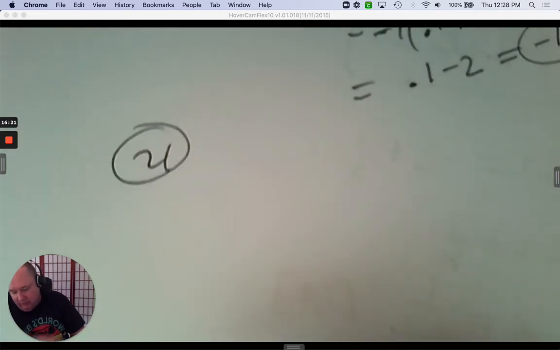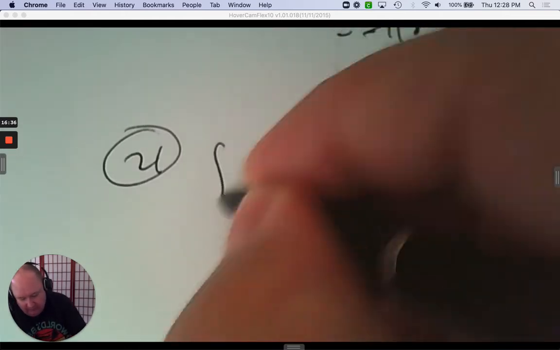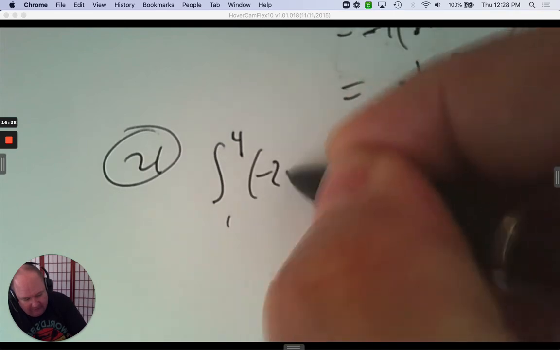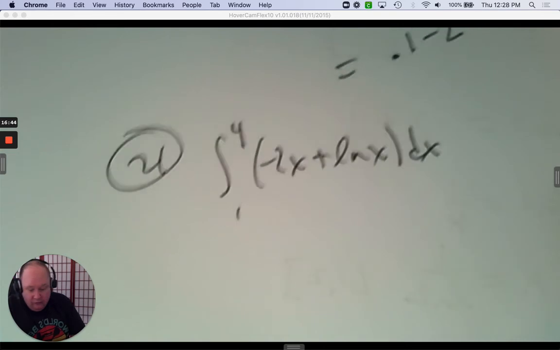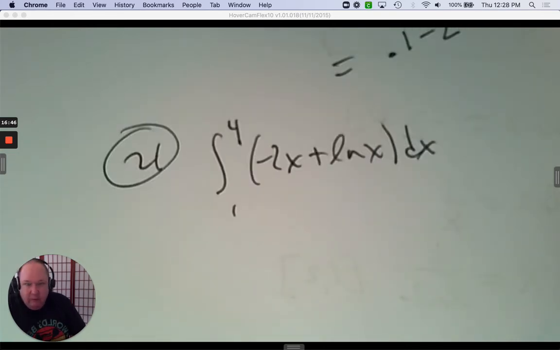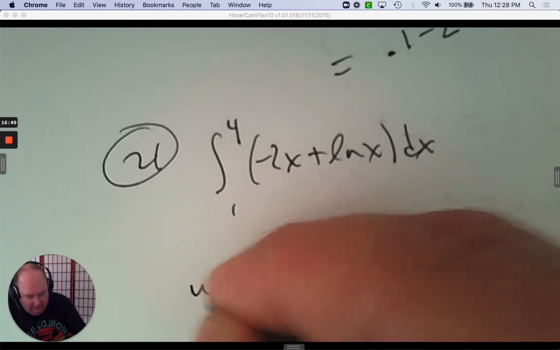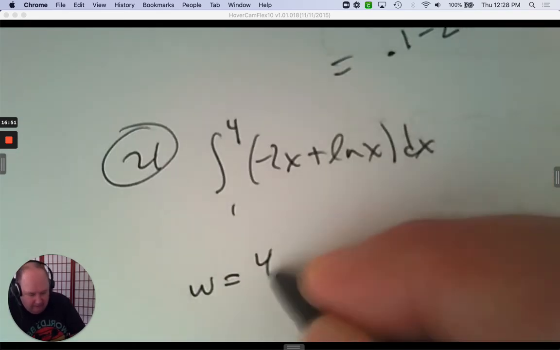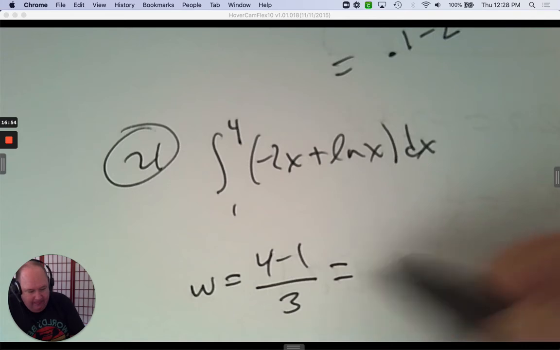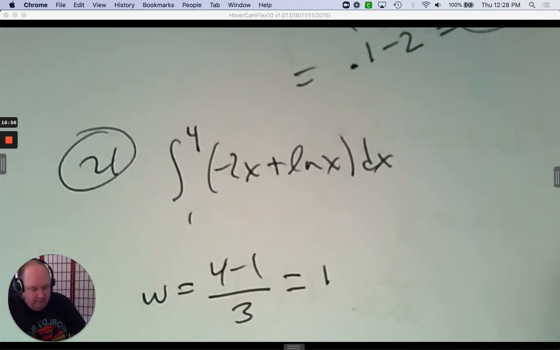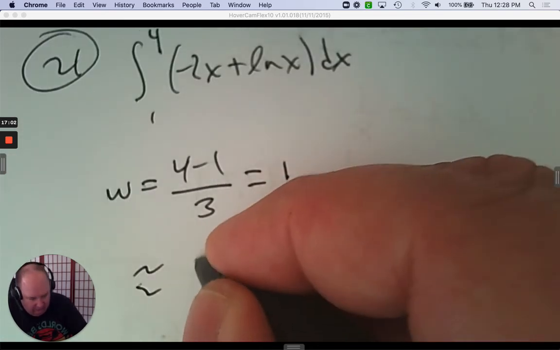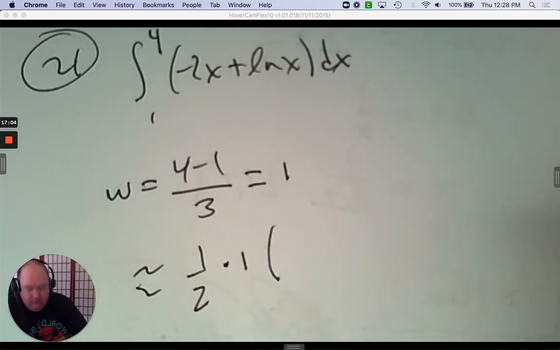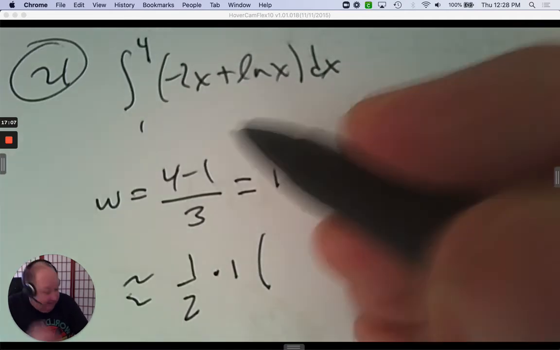For question number 21, we're going to approximate the integral by using the trapezoidal rule. Okay, from 1 to 4, negative 2x plus ln x. This is what I'm here for, to help remind you. So the trapezoidal rule with 3 equal subdivisions. I need to find the width. That's subtracting the limits divided by 3. If I simplify it, the width is 1. I'm going to start with the formula, which is 1/2 times the width, which is 1. Then I need to plug in the heights.